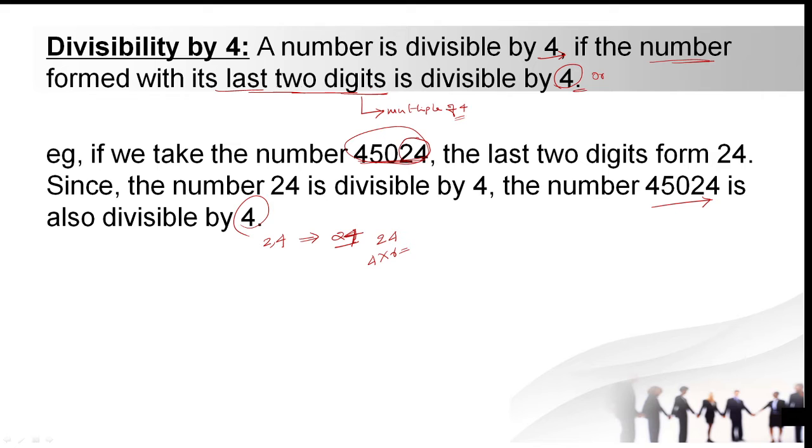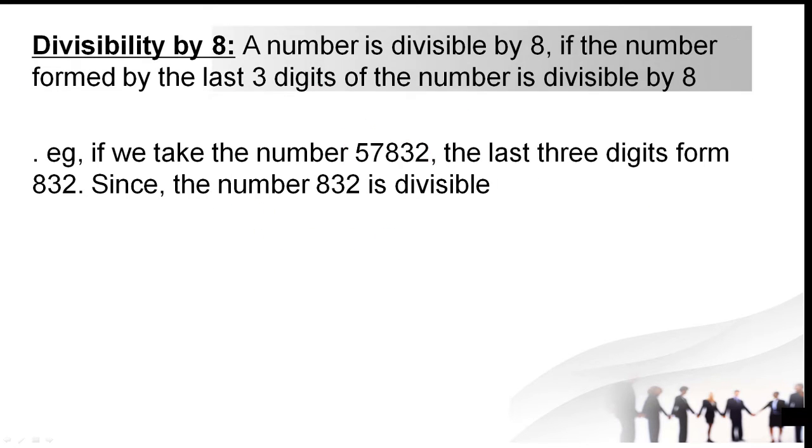This is a simple rule for 4 actually, right? But this rule is very important for competitive examinations. Okay, we'll move to the next one, that is 8. In the case of 4, we just check the last two digits, right? But in the case of 8, we will check the last three digits. See here, if the number formed by the last three digits of the number is divisible by 8, or as I told for 4, we can say a multiple of 8. We'll see with the example.